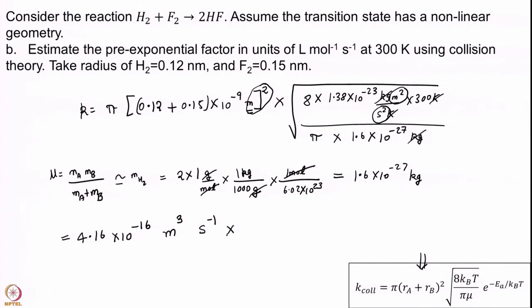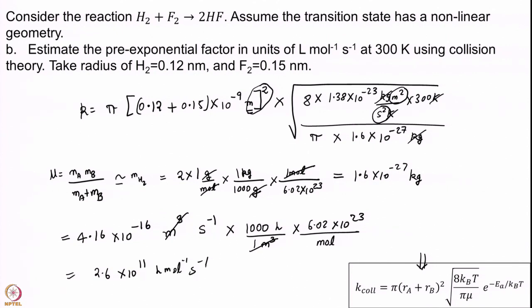But we have to do the same thing as for transition state. We multiply it by 1000 liters over 1 meter cube into 6.02 into 10 to the power of 23 over mole. Yeah. So, meter cube cancels here, I get liter mole inverse second inverse, I multiply all of this and I get 2.6 into 10 to the power of 11 liter mole inverse second inverse.